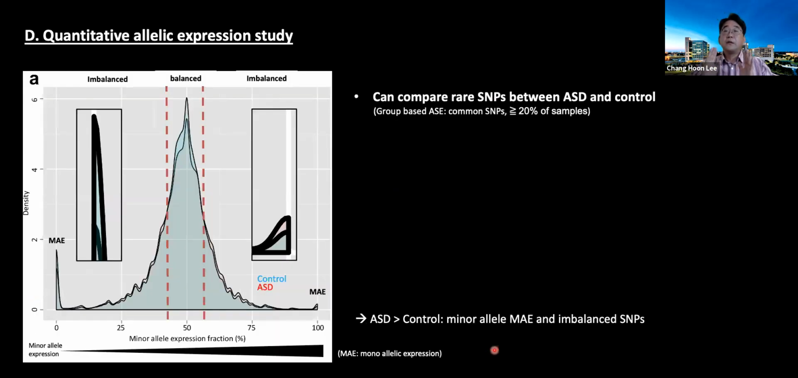But those studies had some limitations. When I compared ASD and control, we need to consider only common alleles, not rare alleles, because the two samples should have the same SNPs, right? So I wanted to compare the common alleles, not rare alleles. That's why I considered a quantitative allele expression study. So I calculated the minor allele expression fraction.